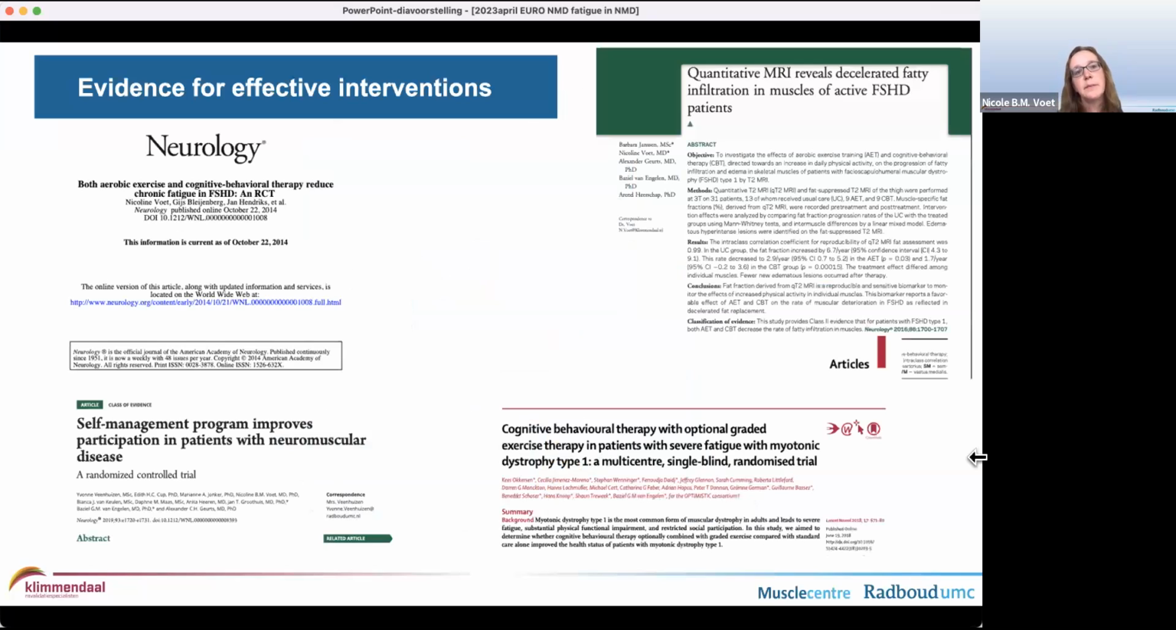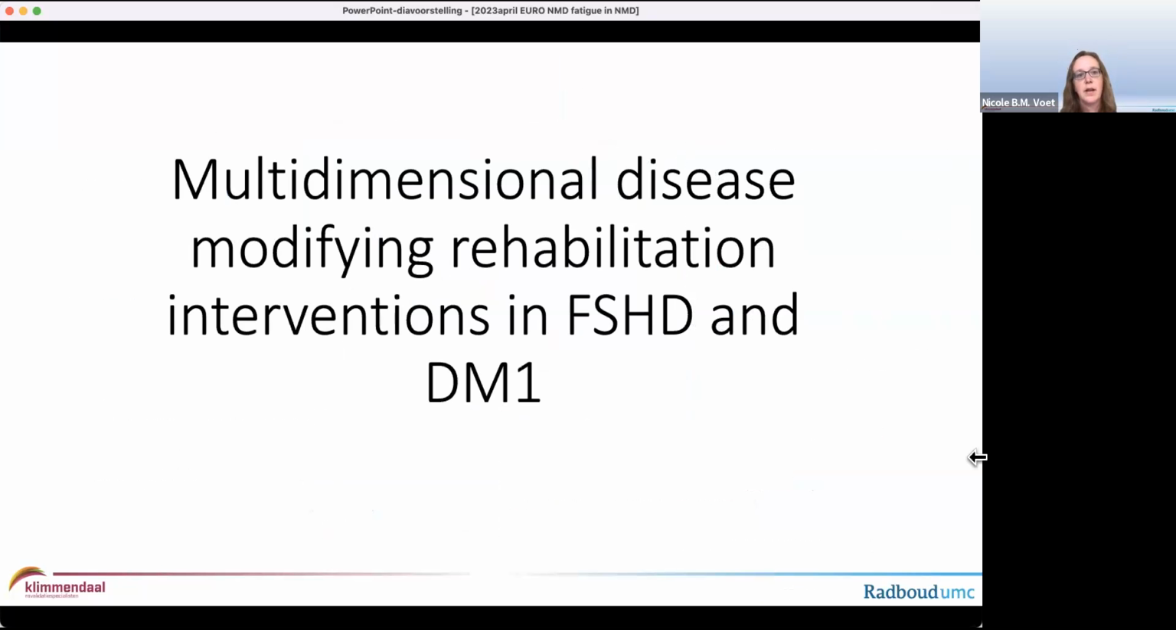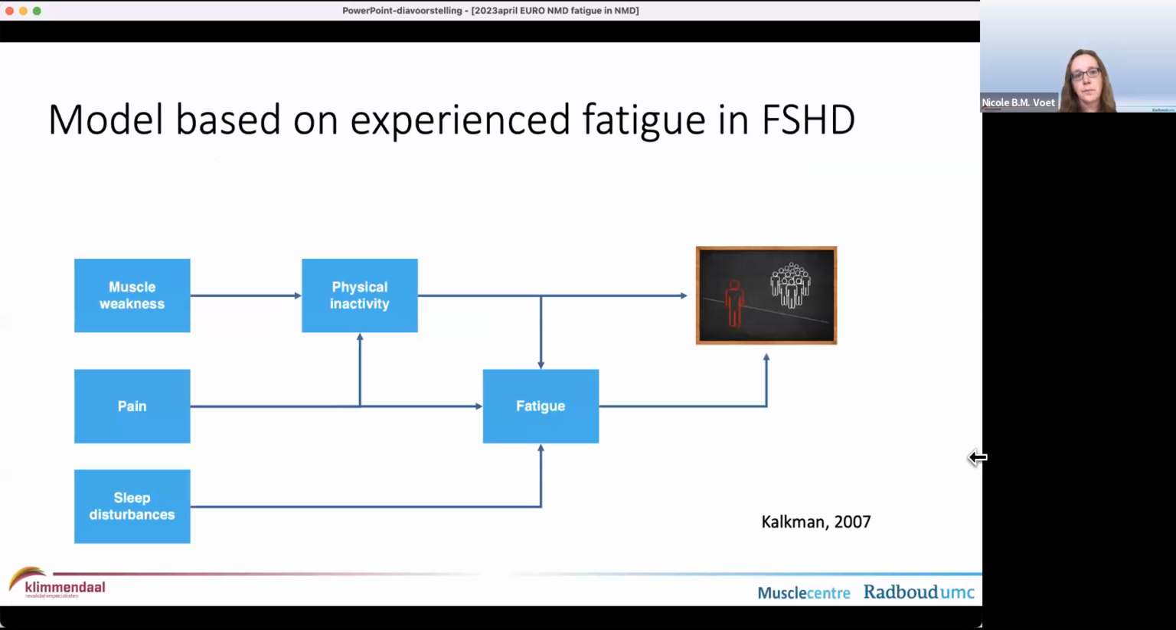Now the last part, I'm going to the interventions. And these are only examples of trials with a positive effect on fatigue. And happily, they are increasing, because fatigue, especially chronic fatigue, can be treated in NMD patients. Two examples of multidimensional disease-modifying rehabilitation interventions in FSHD and myotonic dystrophy type 1.